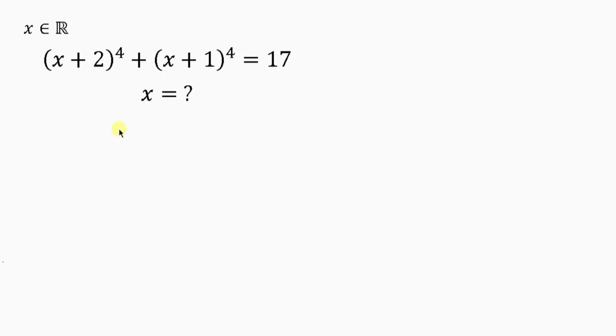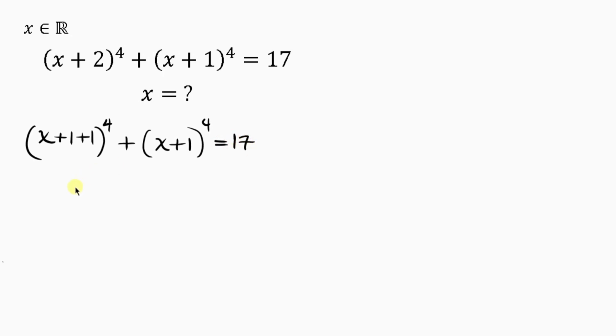But in order for me to do that, I need to simplify this further to look like this. For example, x plus 2 can be written as (x+1) plus 1, raised to the power of 4. So I've been able to simplify this like this. Plus, now let's write (x+1)^4 equal to 17.